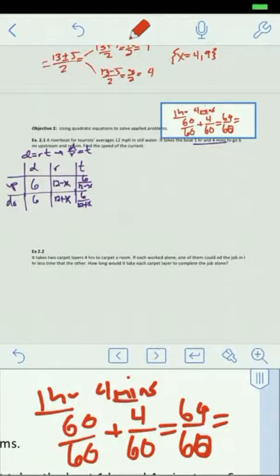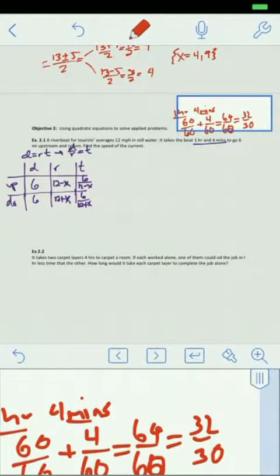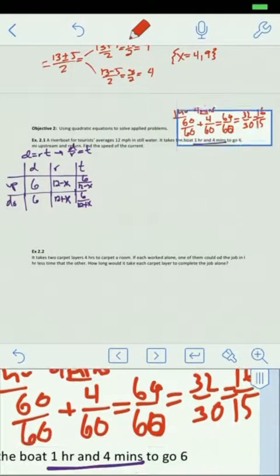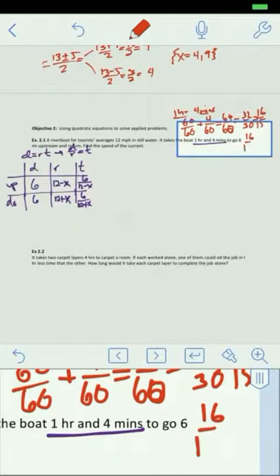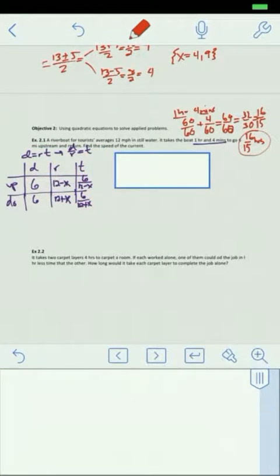I wonder if we can reduce that, because I don't like the 60s, but I see a 2 that I could reduce by. 64 divided by 2 would be 32 over 30. Even better, I can do it by 2 again. I get 16 over 15, and those are no longer even. So they were actually going for about 16 over 15 hours. Okay, so now what we know is that's our total time, right? Our total time will be 16 over 15.